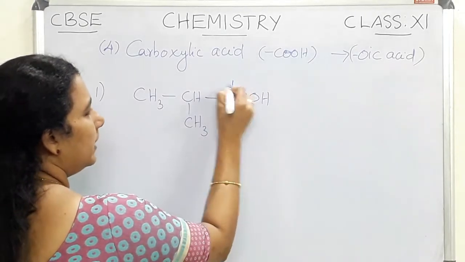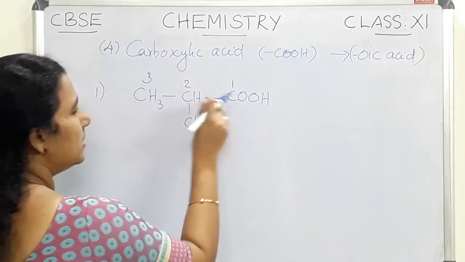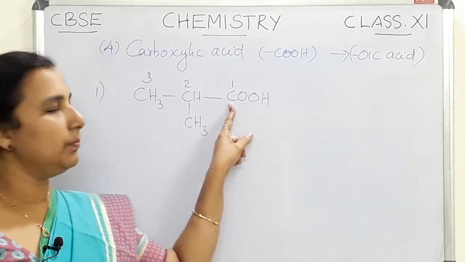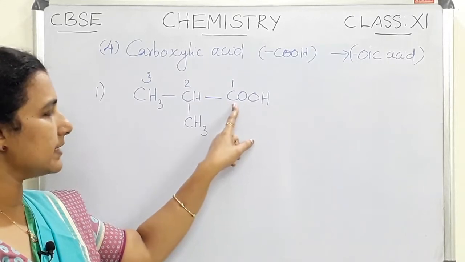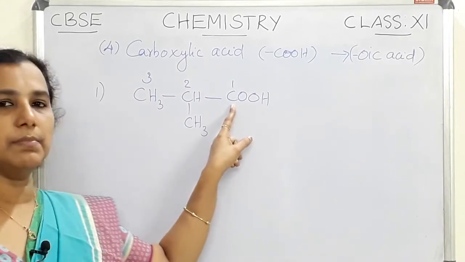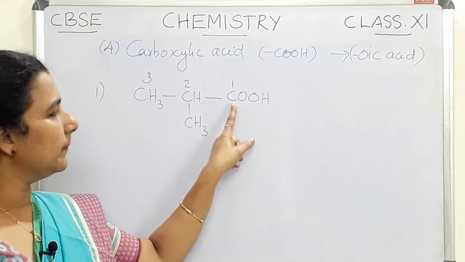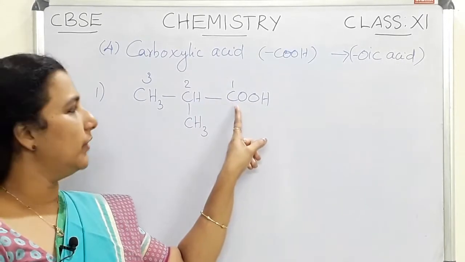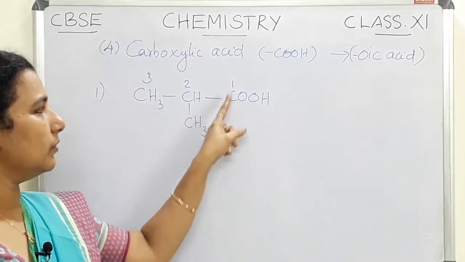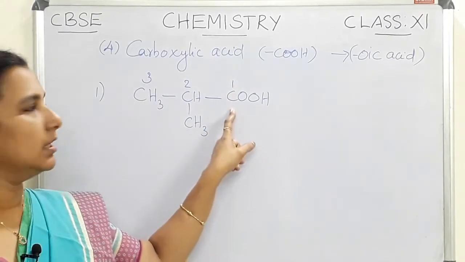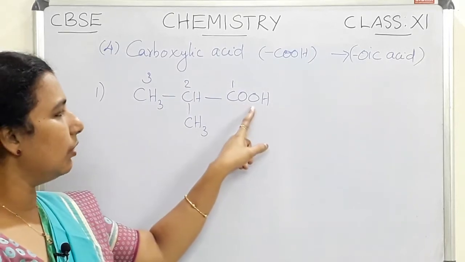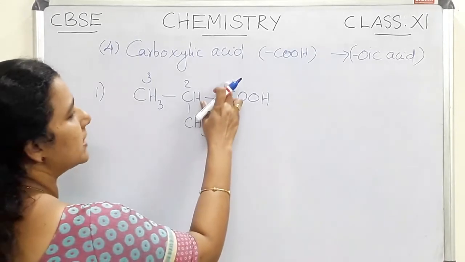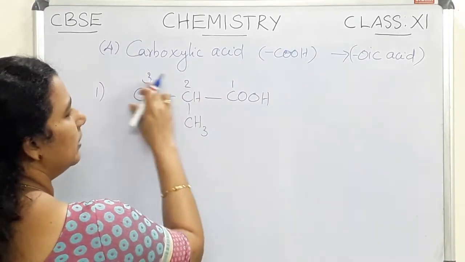We can start from here. So the numbering is from right to left. Since this functional group itself has a carbon atom, the lowest number should be given to the functional group or the carbon atom attached to the functional group. Here the functional group itself has the carbon atom, so the first number should be given to this functional group. That means the COOH group should get the first number or the lowest number. So the numbering is from left to right and this is the longest chain.